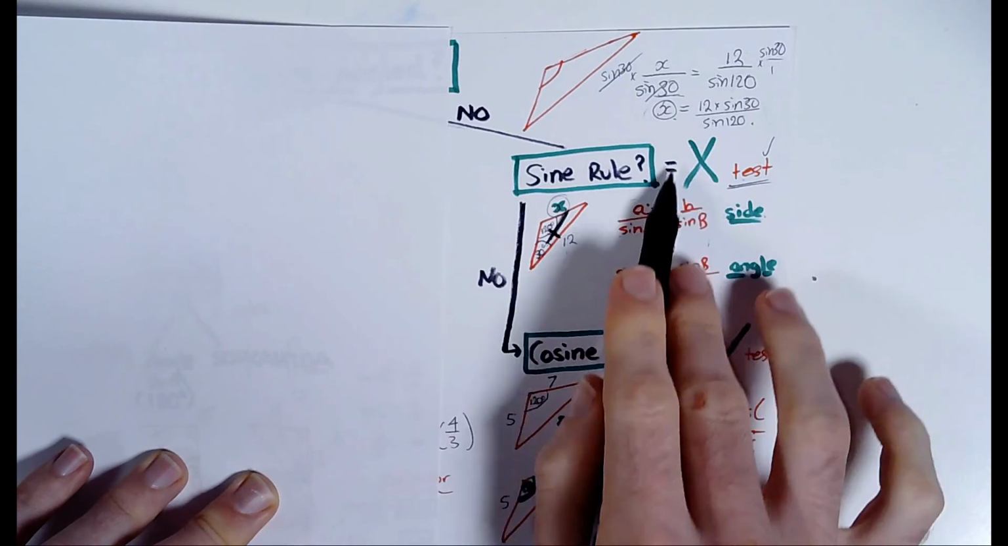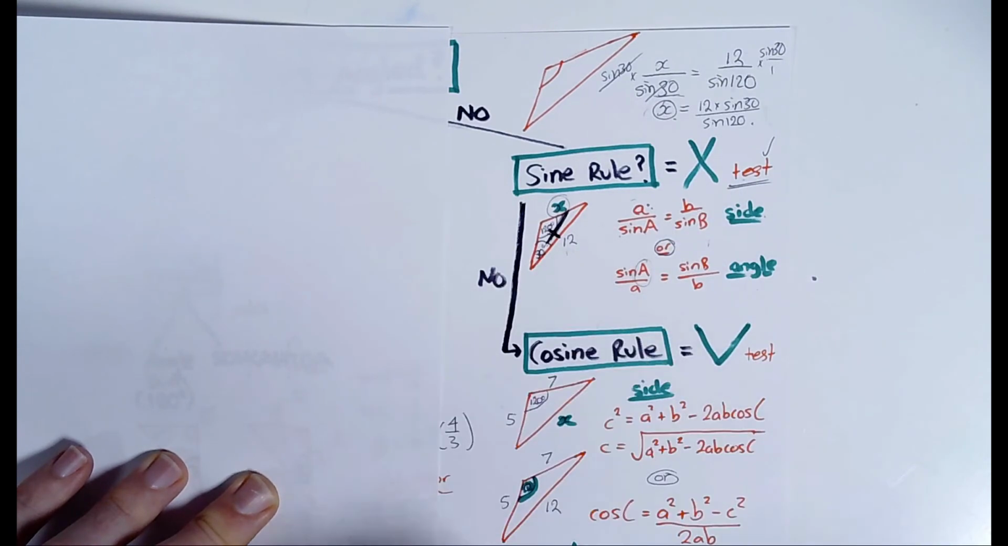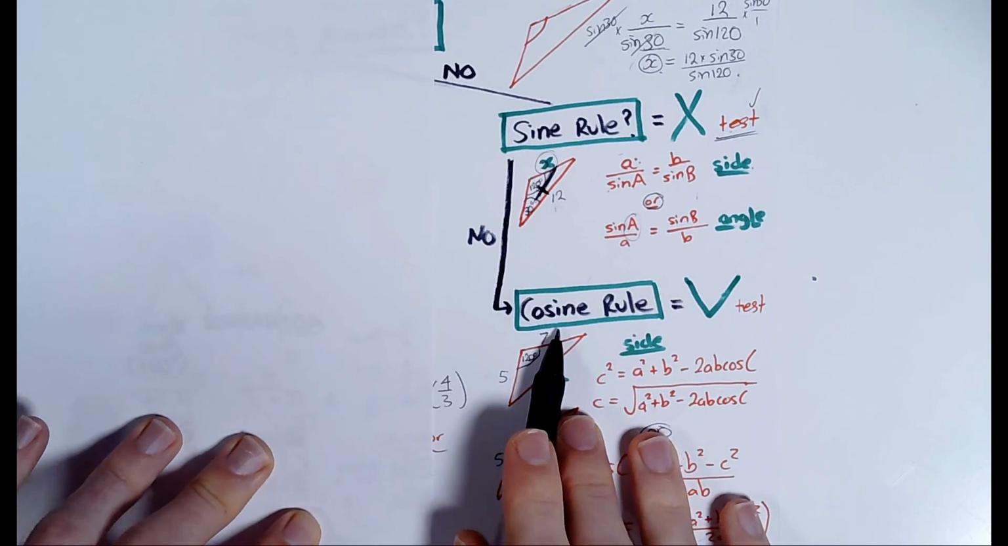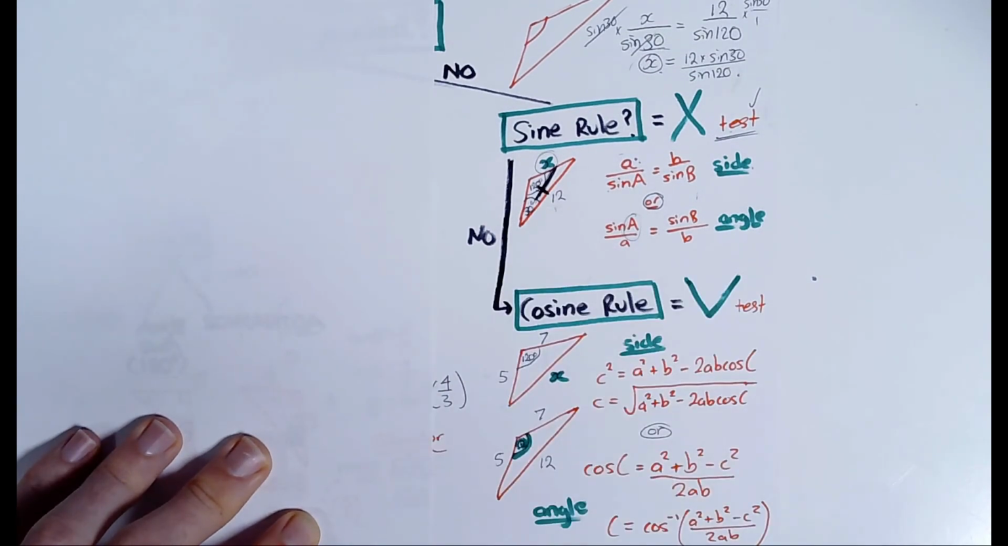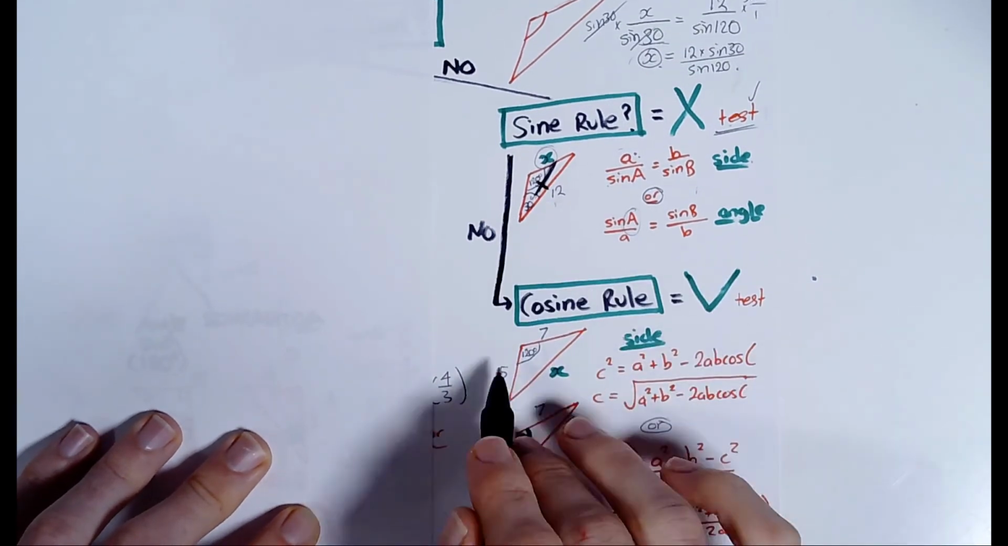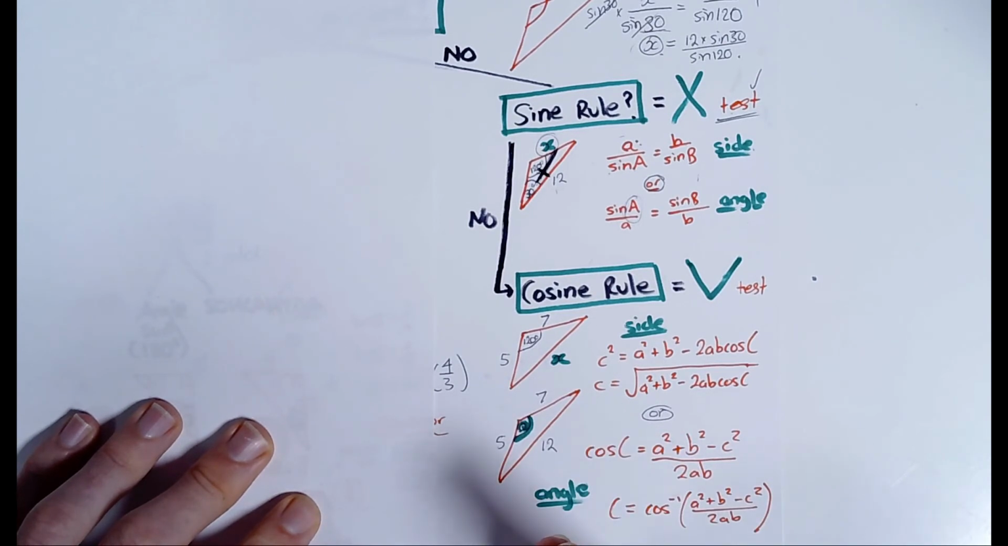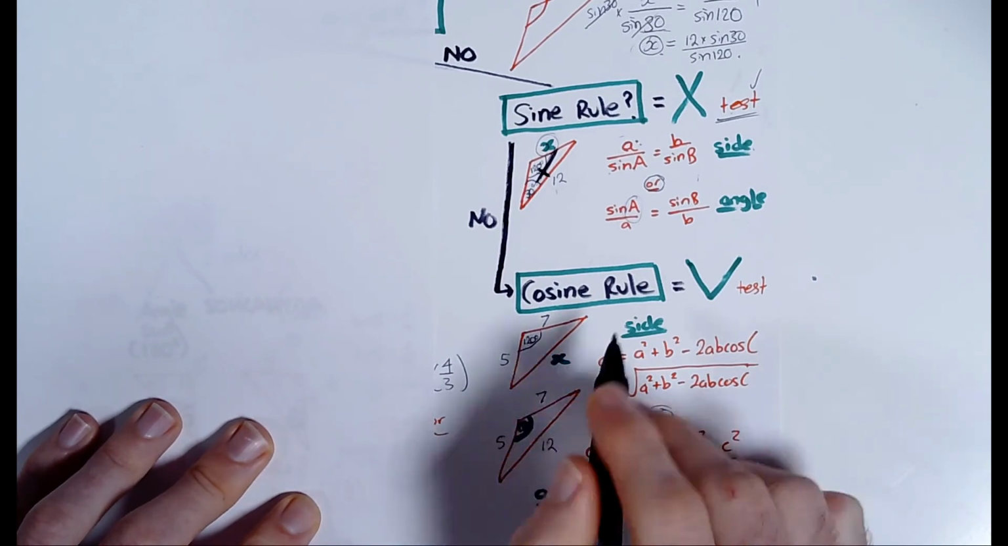But what if that X wasn't satisfied? What if you got information in a different order? Well, what you then do is you go down to the cosine rule. And you would say, hey, if the sine rule didn't work, maybe I use the cosine rule. And you test it by looking at the triangle and seeing if a V shape emerges with the information you're given. So have a look here.